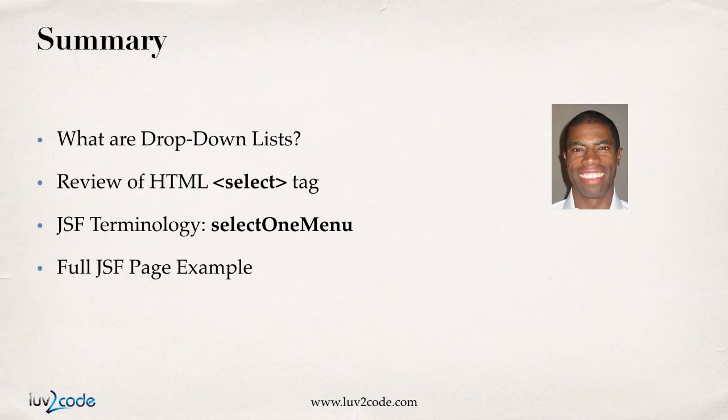Okay, so in summary, what we did was we actually learned about drop-down lists. We also reviewed the HTML select tag. We looked at some of the JSF terminology for select one menu. And then finally, we wrapped it all up with a full JSF page example. So a lot of good things we've accomplished here.